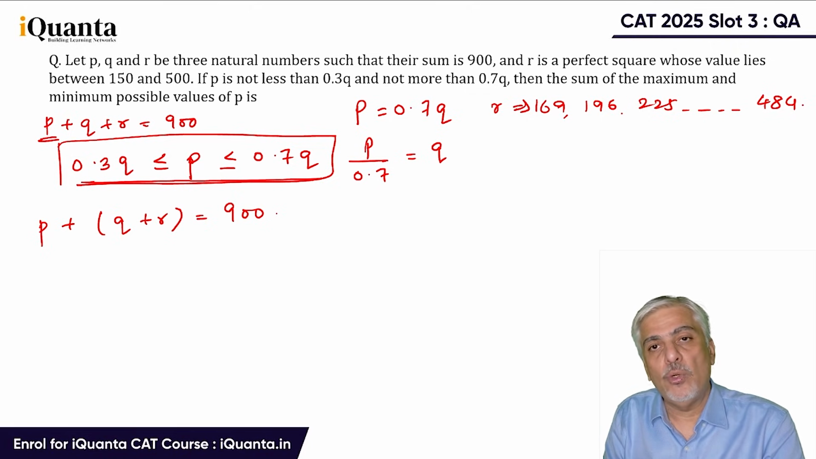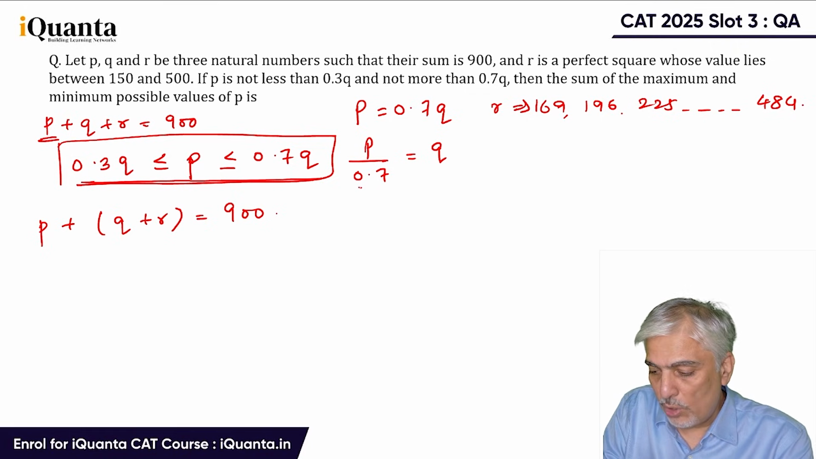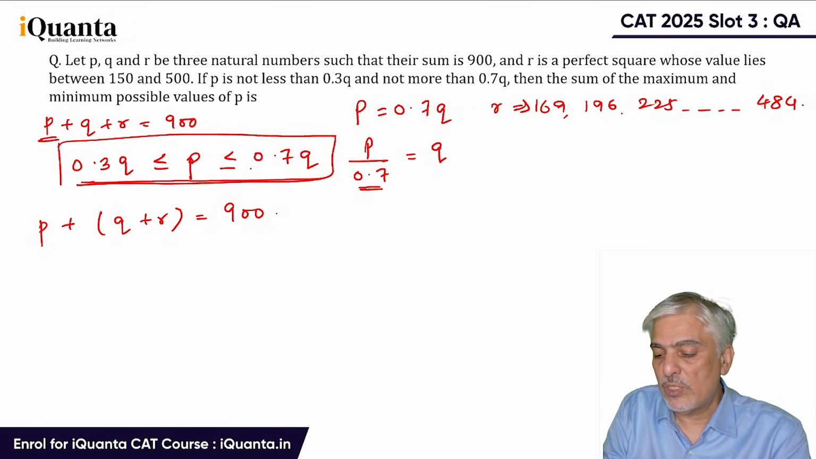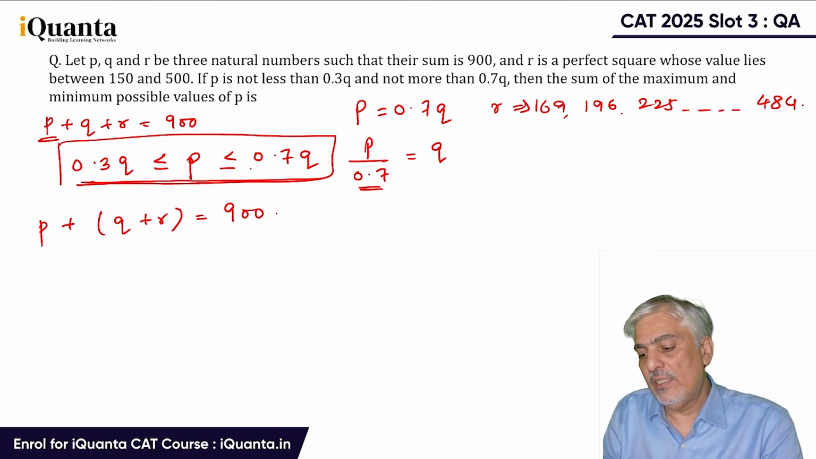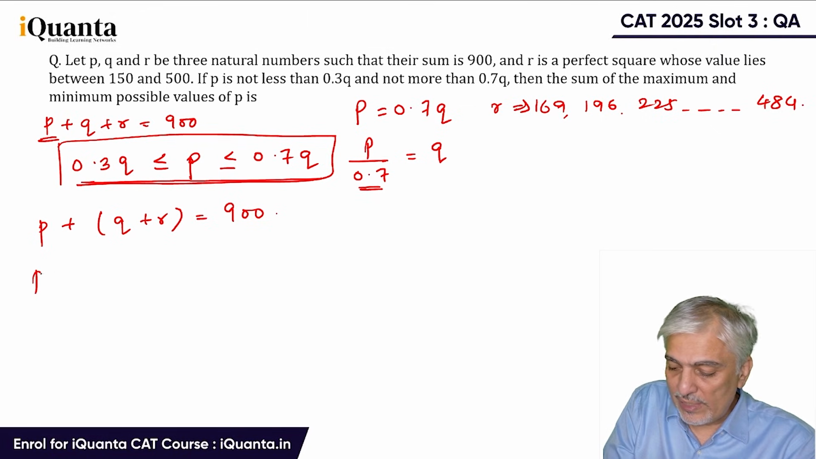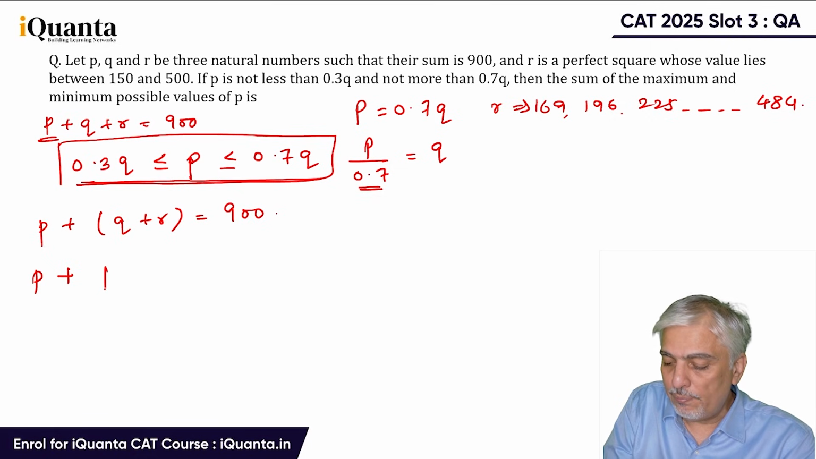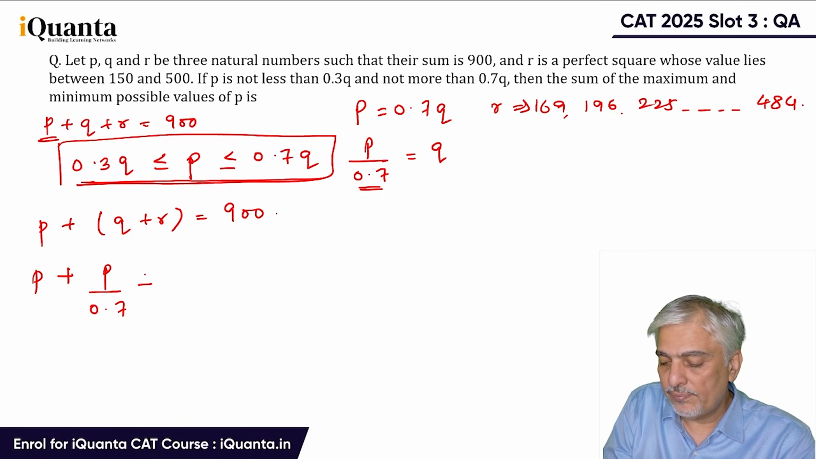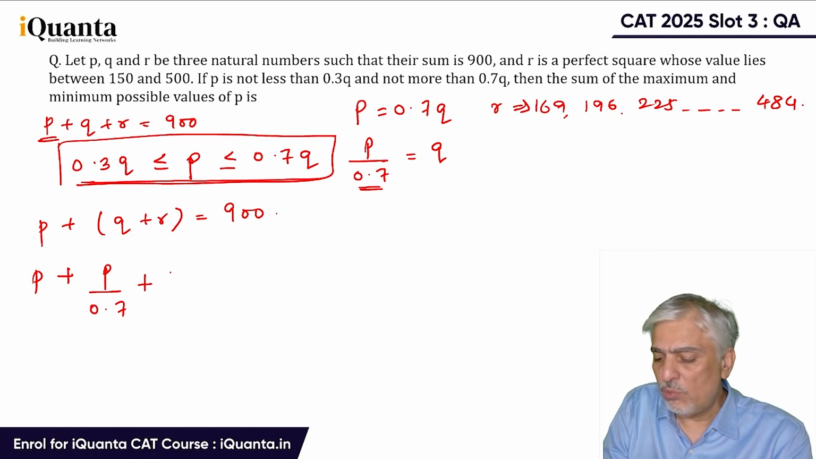P divided by 0.7, because if I take 0.7 over here, that's the largest possible value out of 0.3 and 0.7. So dividing by a larger value, P will remain as it is. Q will become P upon 0.7. R, I will take the smallest value.